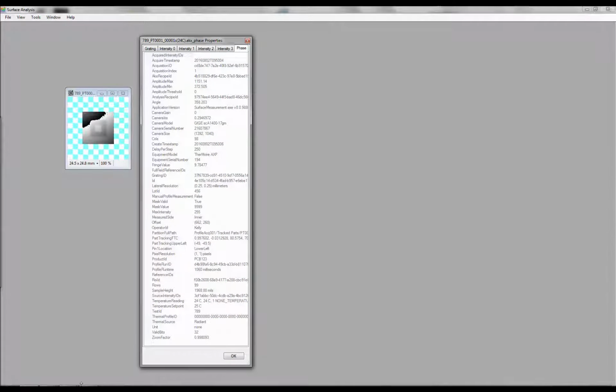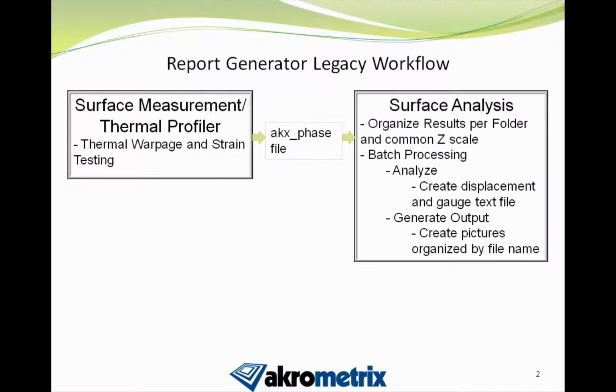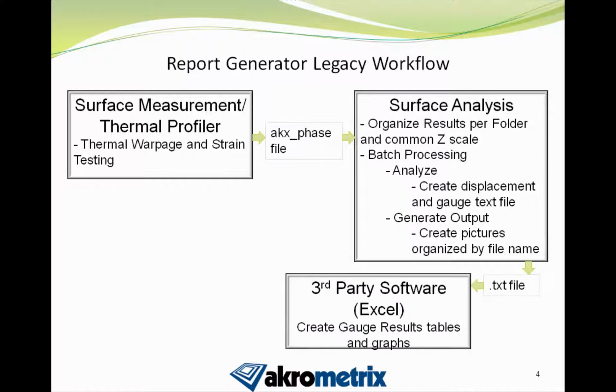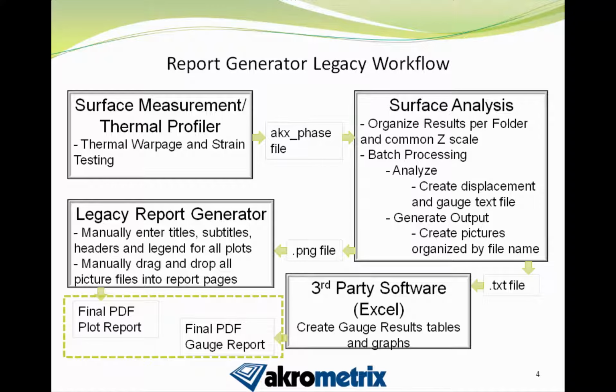You can see a file's metadata in Surface Analysis. Let's look at the legacy reporting workflow. Phase image files are created in Surface Measurement and Thermal Profiler. Users manually organize phase images in Windows folders. The files are analyzed and pictures are generated, organized only by file name. Gauge information is taken from a text file and imported into a program such as Excel. Picture files are manually organized and added to the report one at a time. These two workflow paths combined are used to communicate final measurement results.